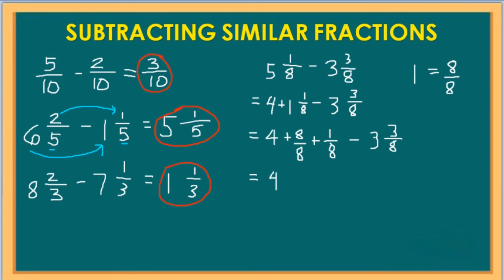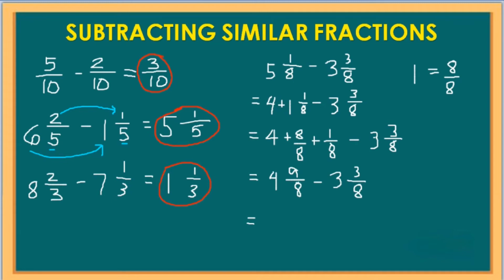Then copy 4 again. Then add 8 plus 1 is 9. Then copy the common denominator, which is 8. So 5 and 1/8 is just the same as 4 and 9/8. We just regrouped. Then copy again minus 3 and 3/8.